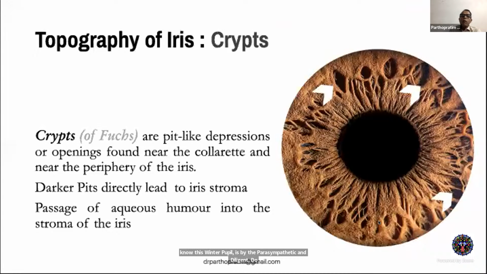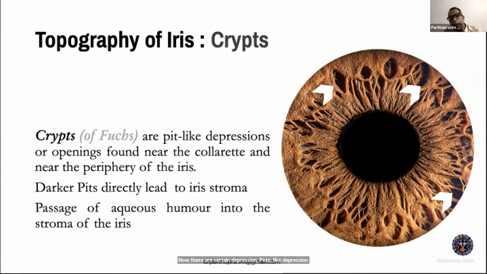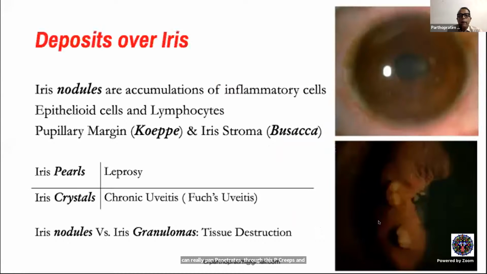Now, there are certain pit-like depressions in the anterior surface of the iris, which can be mainly found in the collarete, and these are called crypts. And sometimes these are named again after Fuchs, so sometimes it is called crypts of Fuchs. The anterior surface of the iris, as I said, is not covered by the epithelium. So aqueous humor can freely penetrate through these crypts and can easily enter the iris stroma.